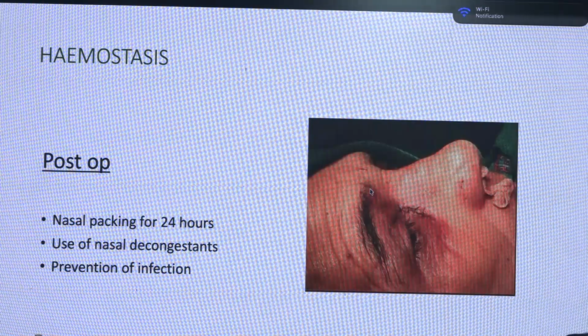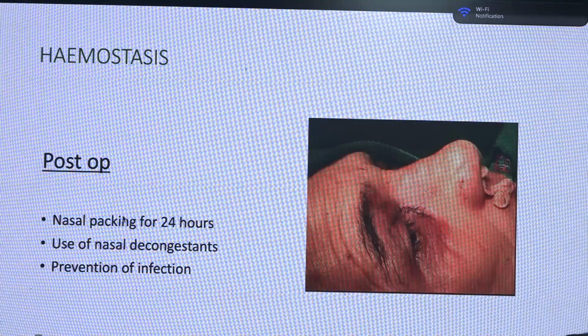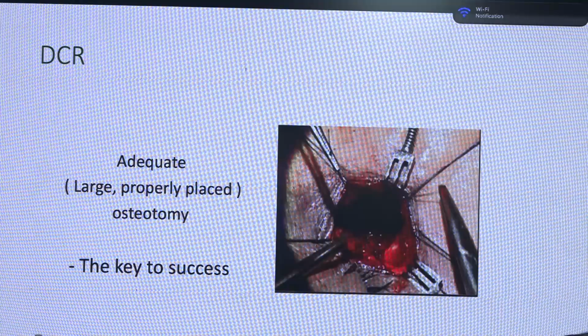are all available. Post-operatively, we prefer to keep the nose packed for 24 hours. Use of nasal decongestants post-operatively, and nasal steroid drops or steroid sprays can be useful. And prevention of infection, which is responsible for late bleeds a few days later, the secondary bleeds that we get. So if you are using antibiotics, because these are not sterile cases, the sac is often full of purulent discharge, and therefore you have to work for prevention of infection as well with antibiotics.